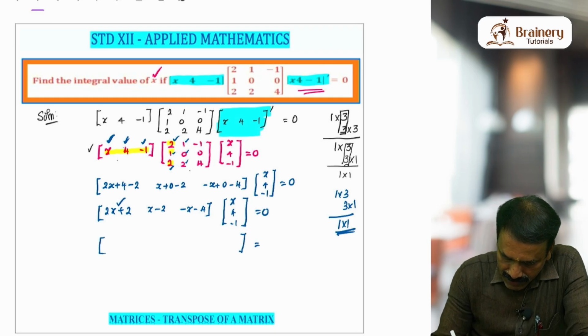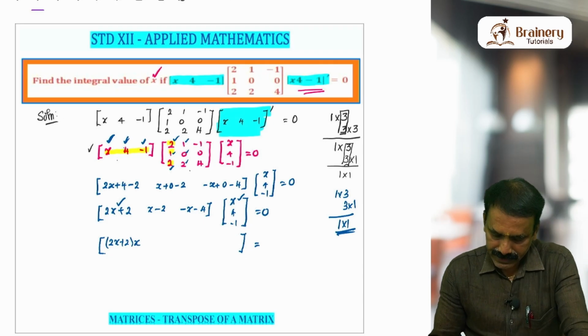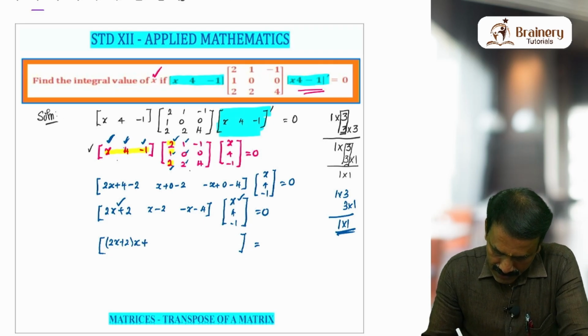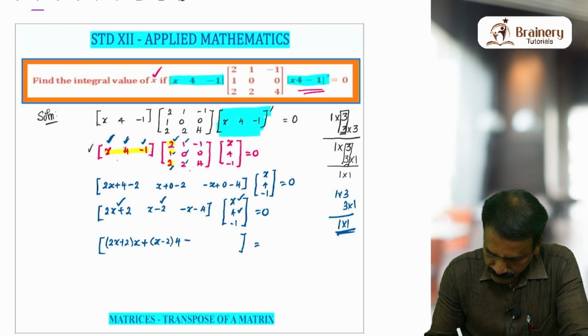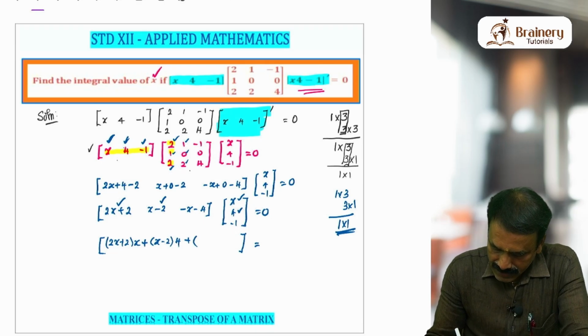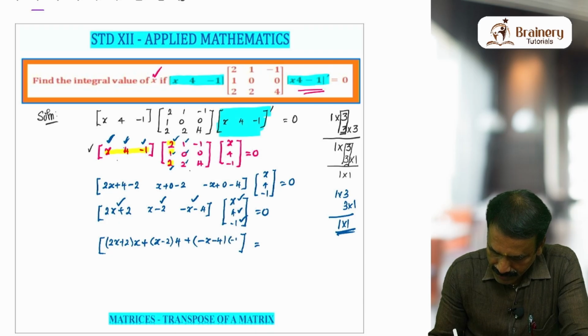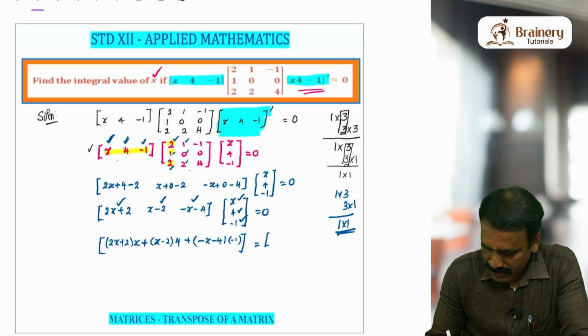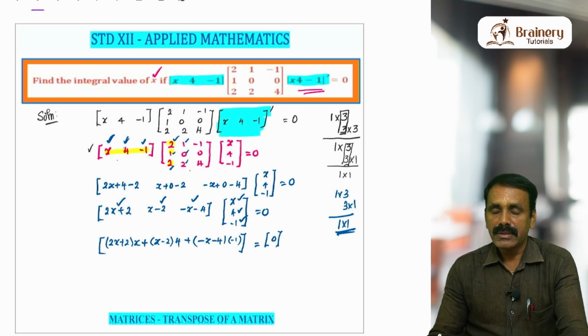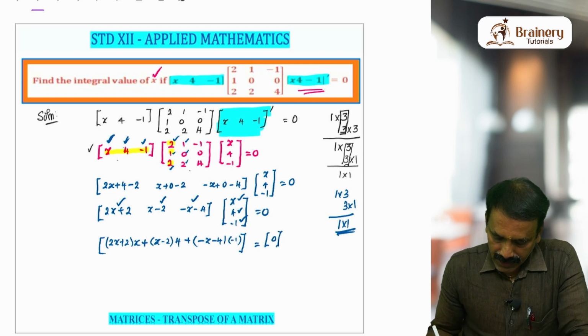So first element is multiplied with the first element. So 2x plus 2 multiplied with x, plus second element is multiplied with the second element. So x minus 2 multiplied with the 4. Next, third element is multiplied with the third element. So minus x minus 4 is multiplied with the minus 1. The right-hand side is going to be a null matrix, rewritten in matrix format, which is going to have element 0. Now try to simplify this further.